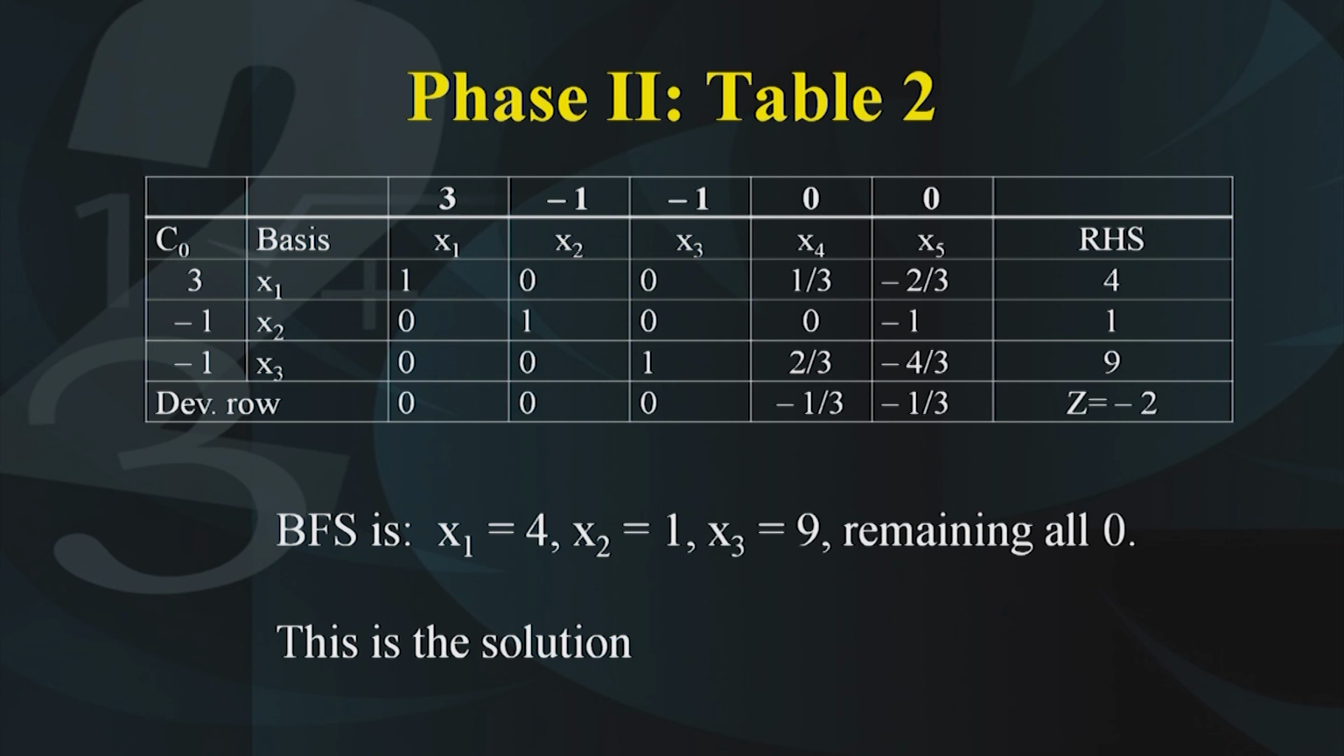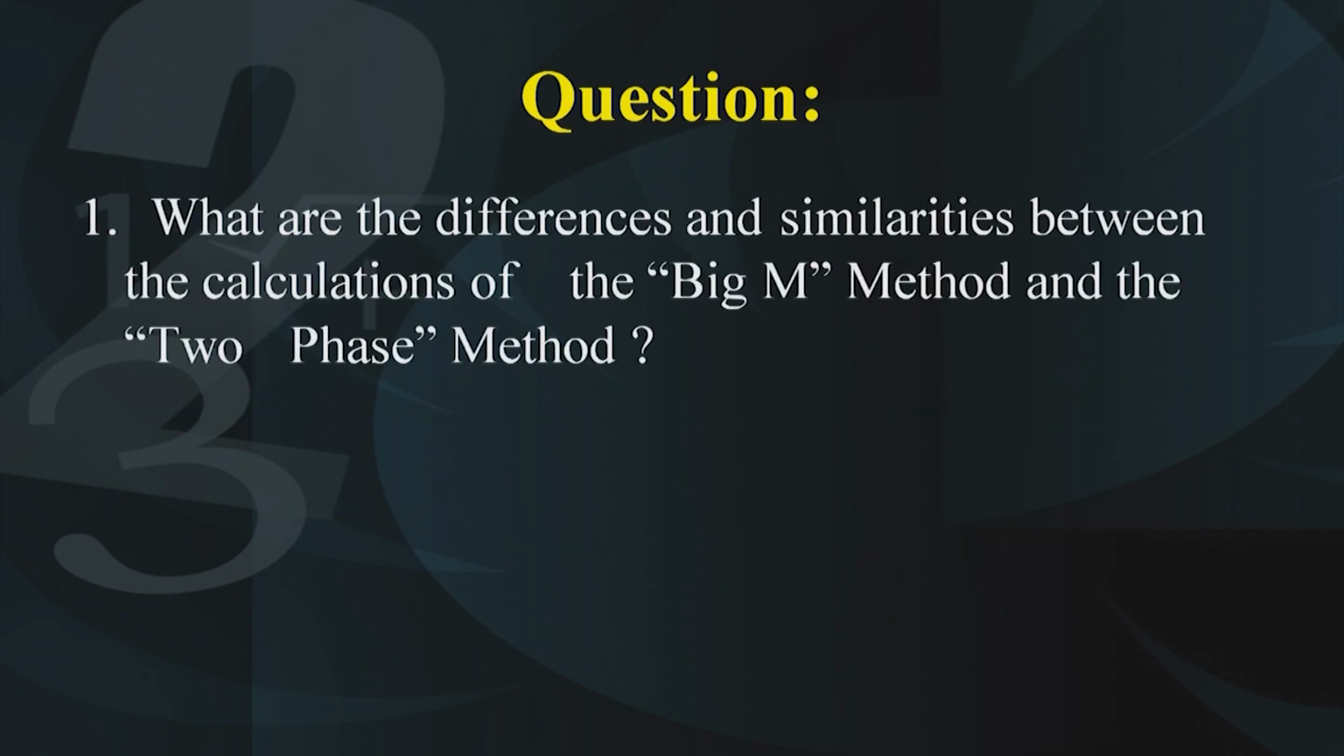And what is that solution? The solution is the current BFS. What is the current BFS? x1 is equal to 4, x2 is equal to 1, and x3 is equal to 9. So, I hope everybody has understood the basic idea behind the two phase method.